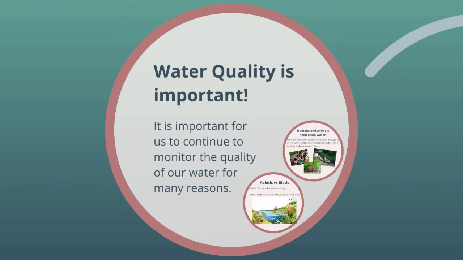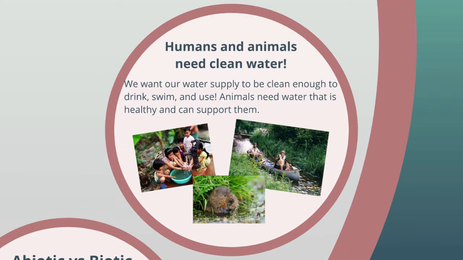It's important for us to continue to monitor the quality of our water for many reasons, and some of these reasons are humans and animals need clean water. We want our water supply to be clean enough to drink, to swim, and to use, and the animals need water that is healthy and can support them. So we have a couple pictures here of people using water for drinking and for recreation and cute little animals that also need it.